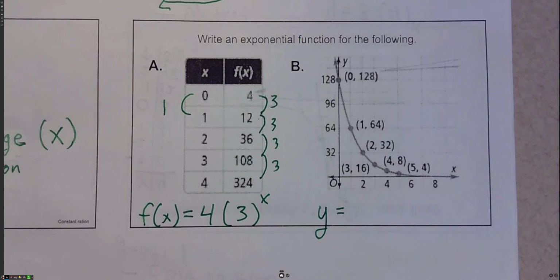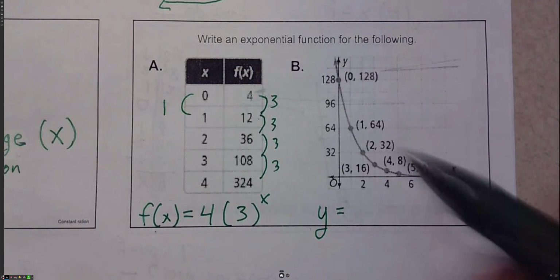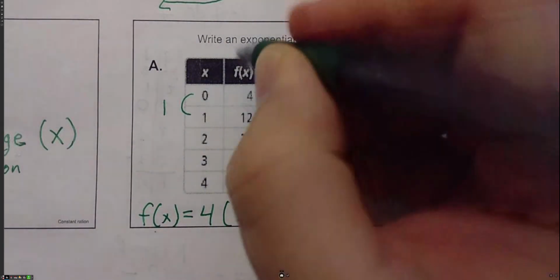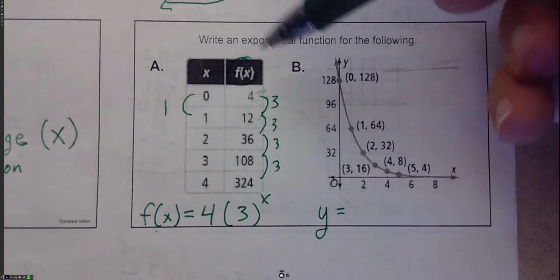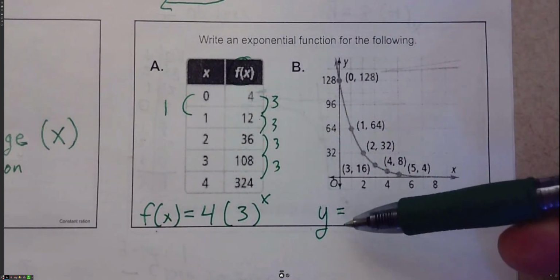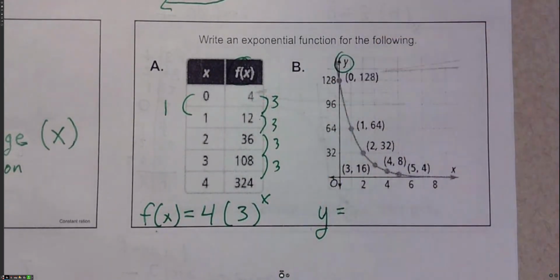I'm talking about notation. Why did I use f of x on that answer, but over here I'm going to use the letter y? Because over there, they told me f of x. Over here, they're telling me y. They're defining the notation.